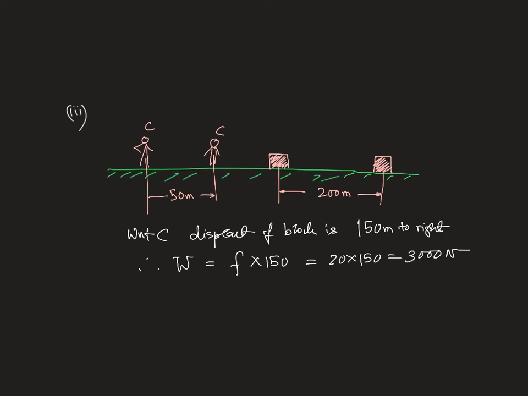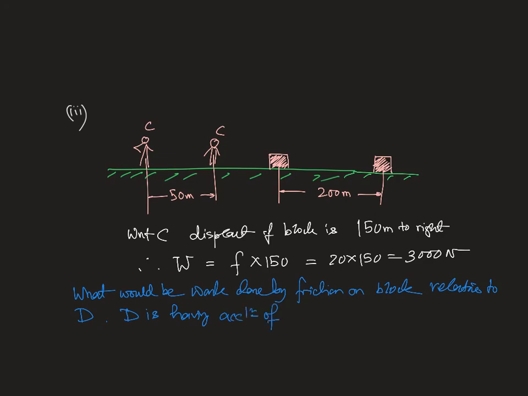Now suppose there is an observer D who is having acceleration, say. What would be the work done by friction on the block relative to D? Now say D is having an acceleration of, say, 8 meter per second square to the right, I mean from 0 to 10 seconds, right?